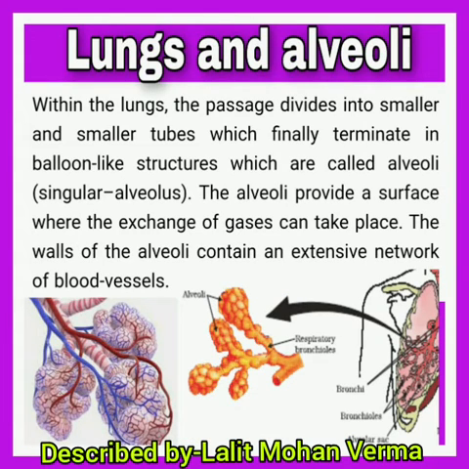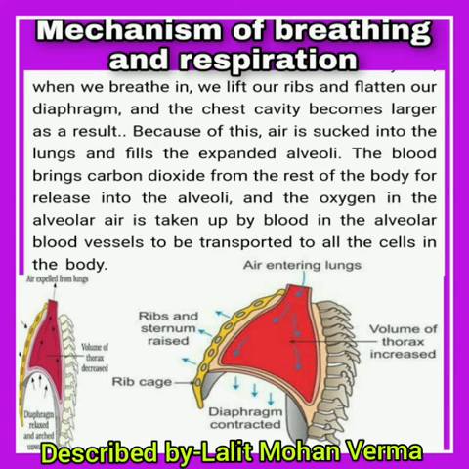Now lungs and alveoli. When the trachea bifurcates or divides into the lungs, into smaller tubes, that is bronchi, they divide into bronchioles and those terminate into balloon-like alveoli. Within the lungs, the passage divides into smaller and smaller tubes which finally terminate into balloon-like structures called alveoli. The alveoli provide a surface where the exchange of gases can take place. The walls of the alveoli contain an extensive network of blood vessels.